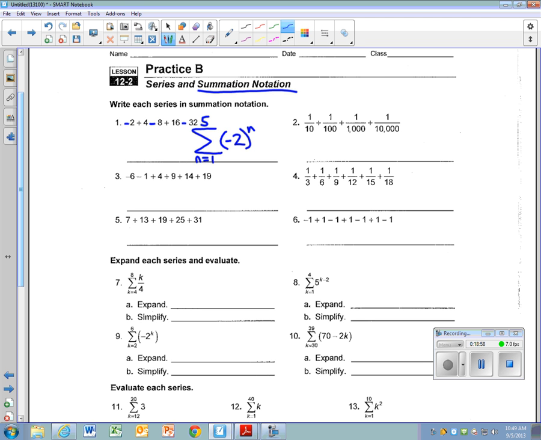So that's where we'll pick up tomorrow. We're going to expand those types of things. We're going to actually see what they add up to. Some of these we can actually find what they add up to. And so, cool beans. No homework today.